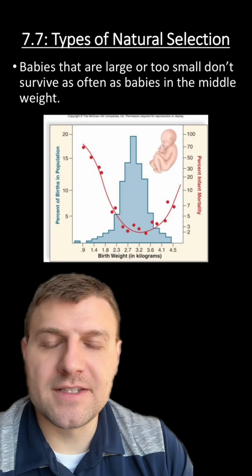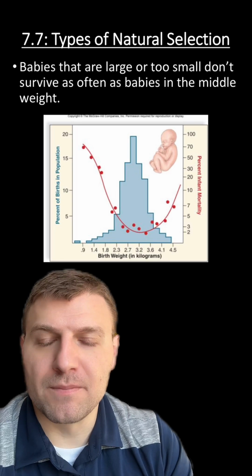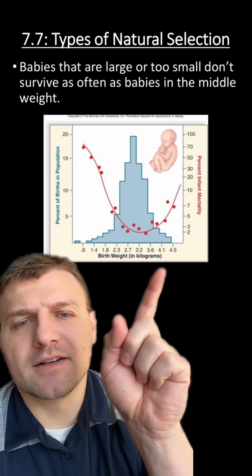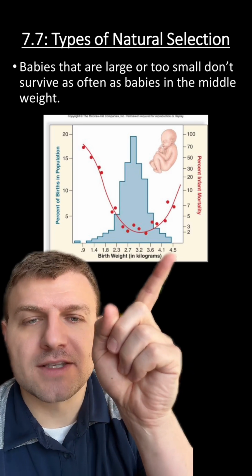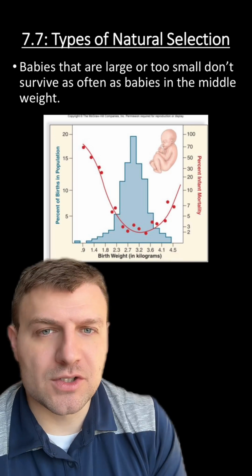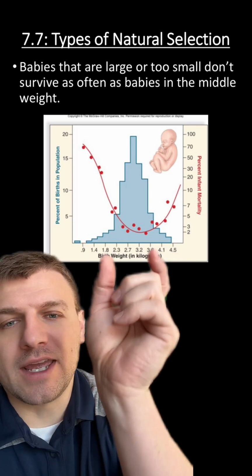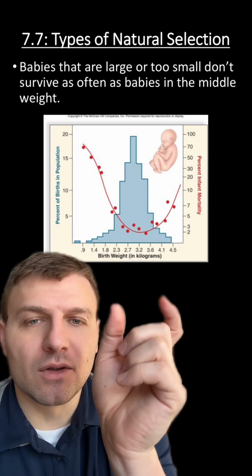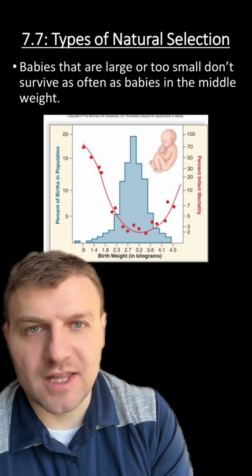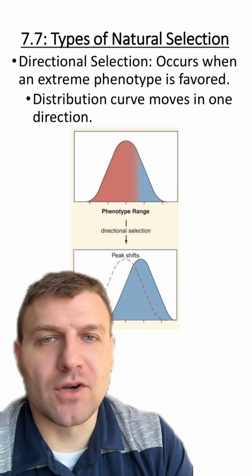An example of stabilizing selection is human birth weight. This occurs because there is a higher death rate for the extreme birth weights, either on the large or smaller spectrum. So there is a selection for a medium weight here in the middle, which is an example of stabilizing selection.